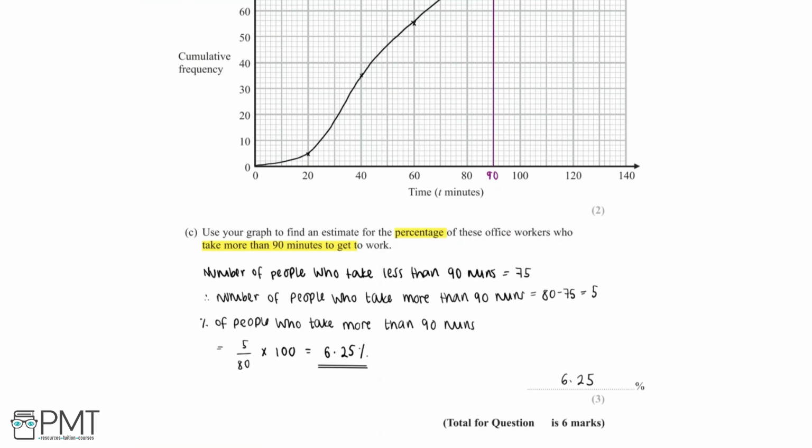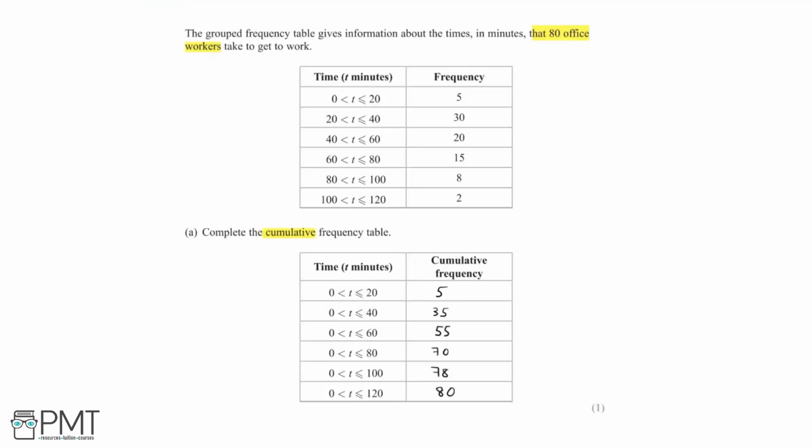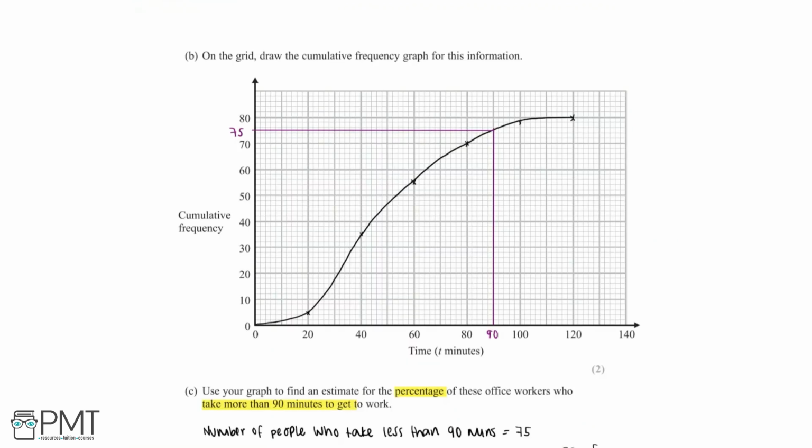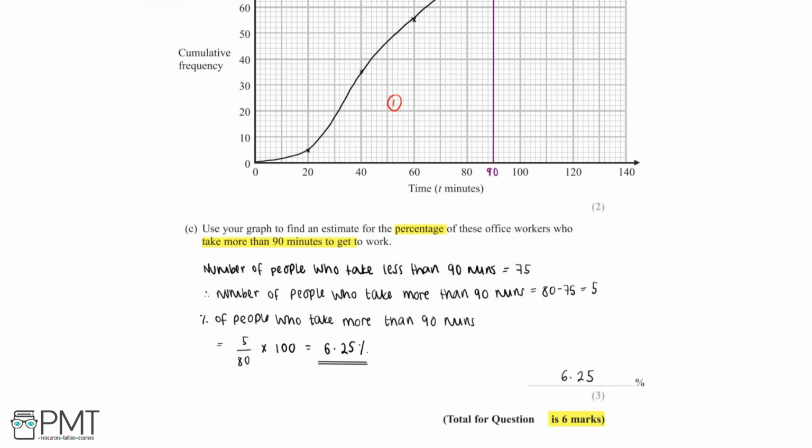Now this question is worth 6 marks. We get the first mark for our correct cumulative frequency table. We get the second mark for correctly plotting all of our points from our cumulative frequency table onto our cumulative frequency graph. And the third mark for a smooth line that joins these points together. We get the fourth mark for using the graph in order to find that the number of people who take less than 90 minutes is 75, and for therefore deducing that the number of people who take more than 90 minutes is equal to 5.